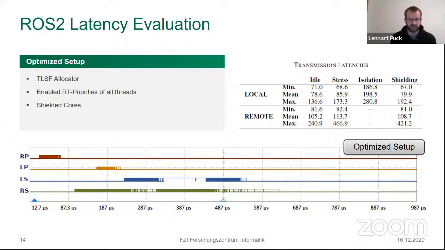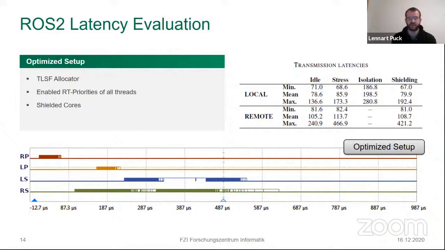And as you can see at the bottom and in the table on the right as well, from the local transmissions via the loopback device, we have in the idle state a max of 136 microseconds. On a stressed environment, this decreases a bit, and even with shielding, it's still slightly worse. However, the shielding run was conducted over a time frame of a week, so we have around 12 million samples there. The other three results are originating from around 1 million samples during nightly runs.